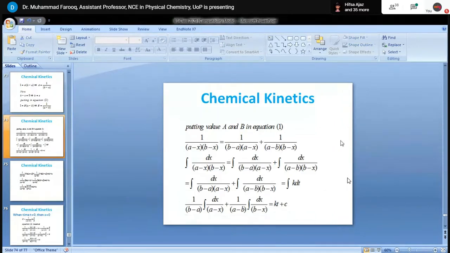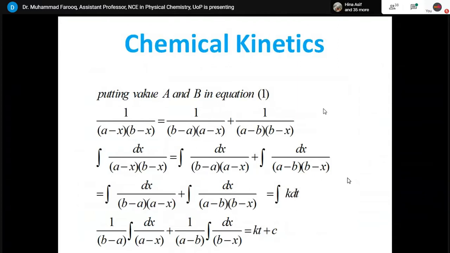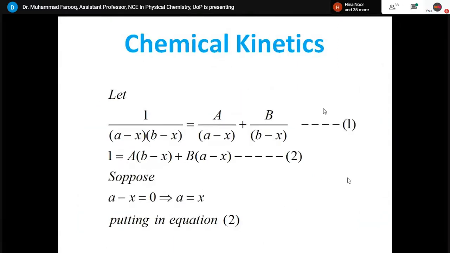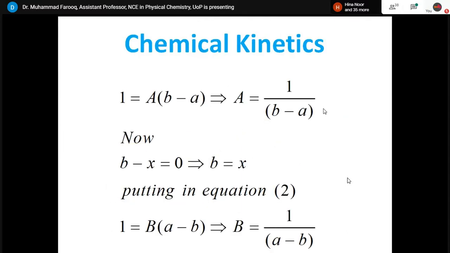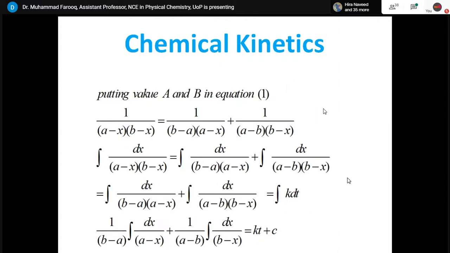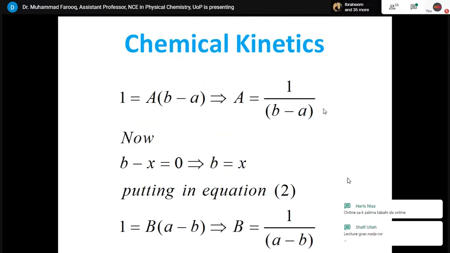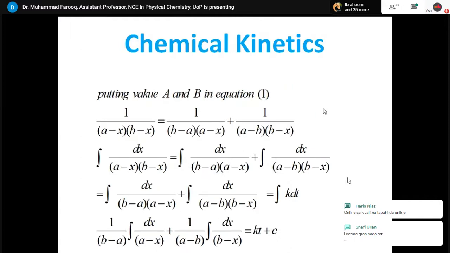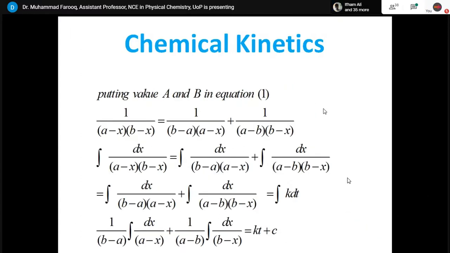Yes. Now you can see, if I put the values of a and b in equation 1, this is equation number 1. A is there, b is there. If I put the value of a, which is 1 over b minus a, and b is equal to 1 over a minus b, then I can write 1 over b minus a into a minus x. I put the value of a. Now put the value of b in equation 1, so you can see 1 over a minus b into b minus x. Is this clear or not?